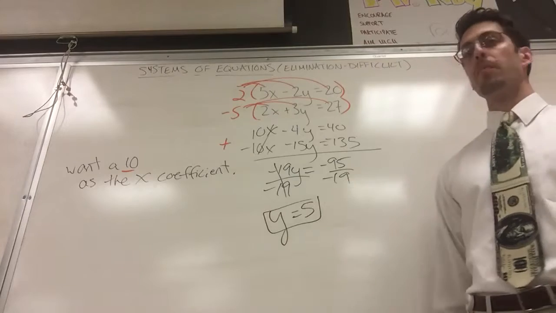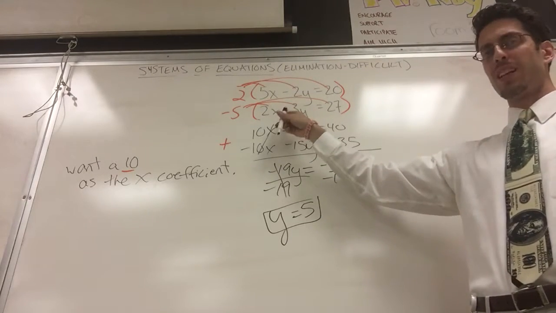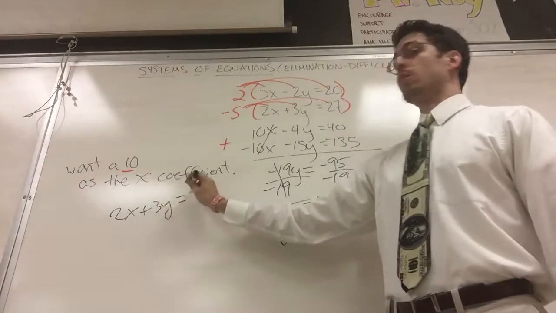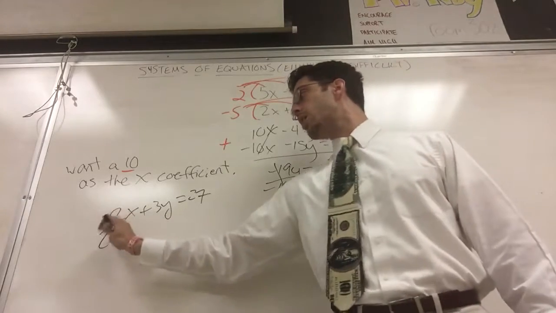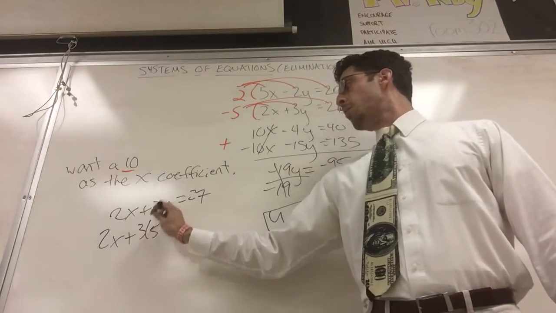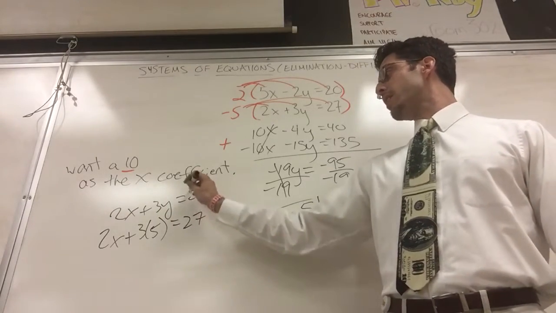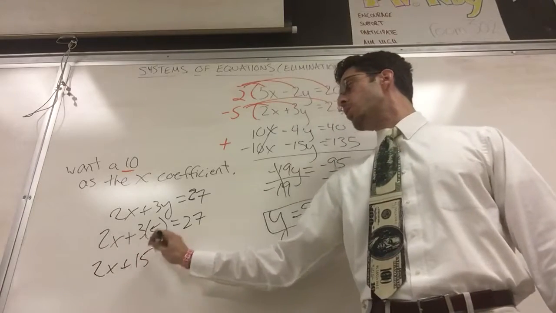So I'm done, and I'm happy, but I'm not done. Go back. I'm going to go with the second one, because I like plus signs. So 2x plus 3y equals 27. Remember what to do? Take out the y and replace it with a 5. Substitute the 5. That's a 2. 2x plus 15 equals 27.